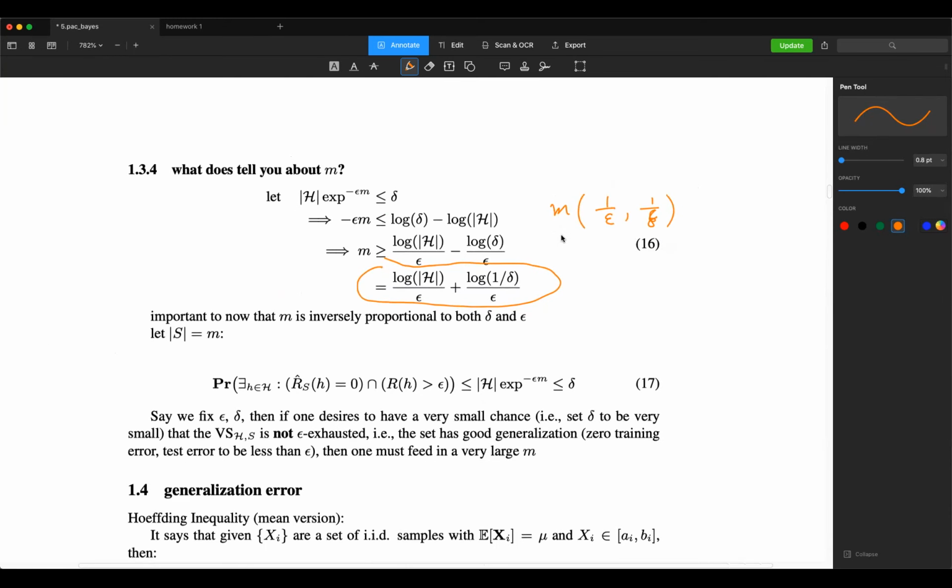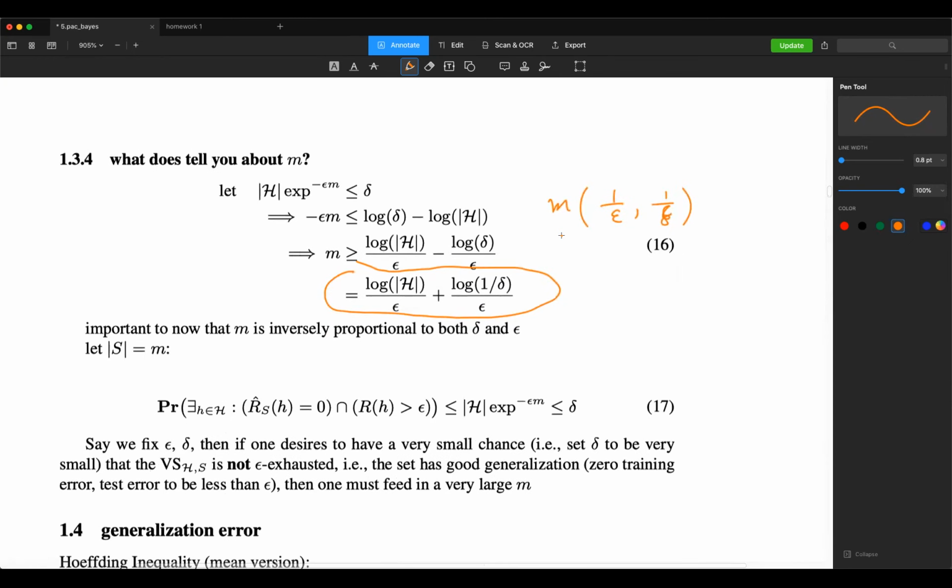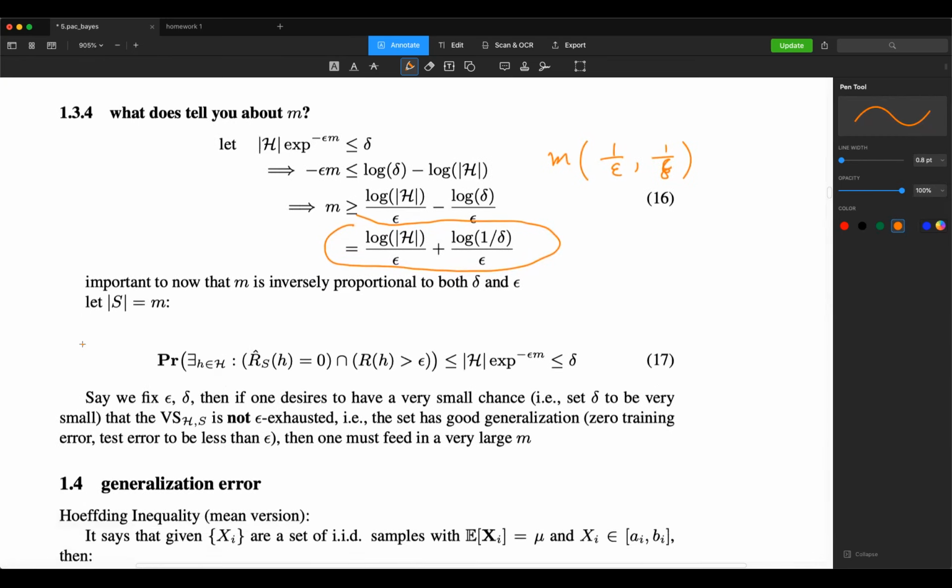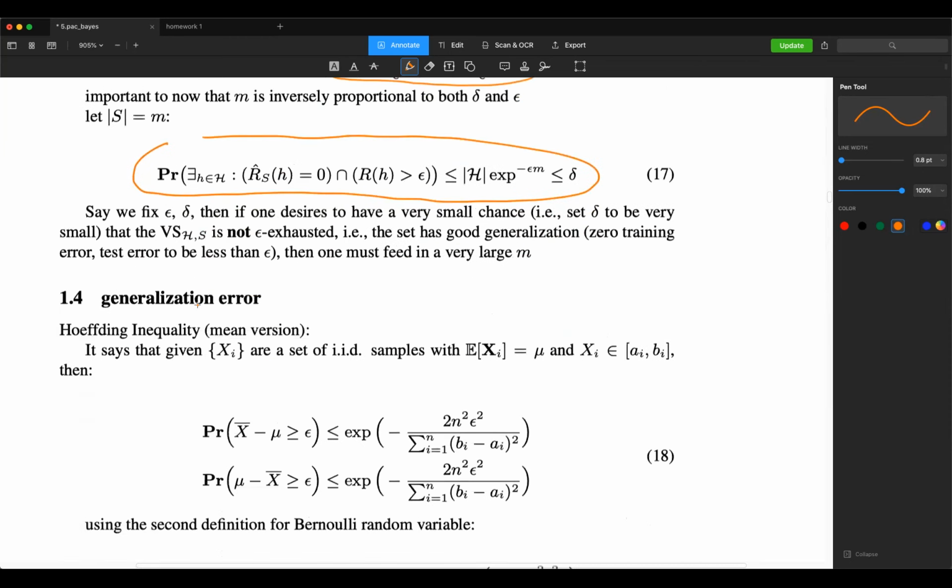Any questions about this? Before we go on, talk about the generalization error. Okay, no questions, then we will move on. So this is important. This is something that you do need to remember. Okay, so let's move on then.